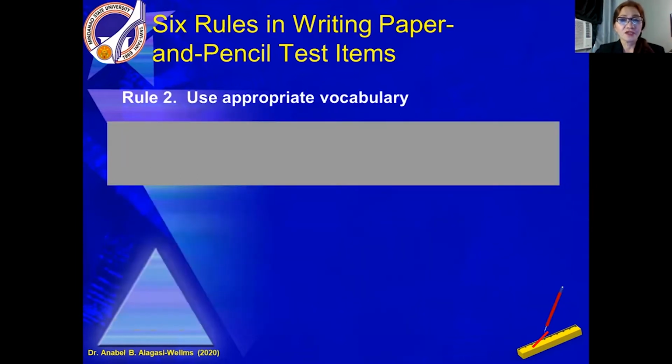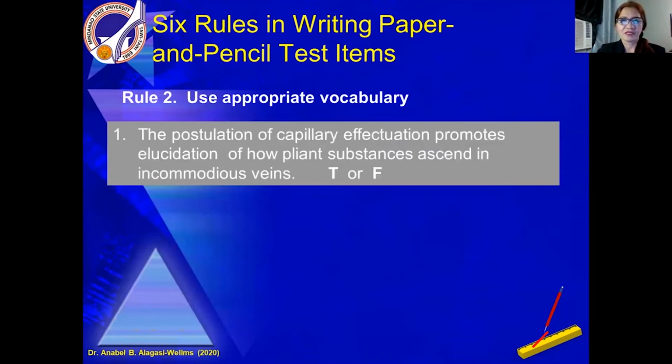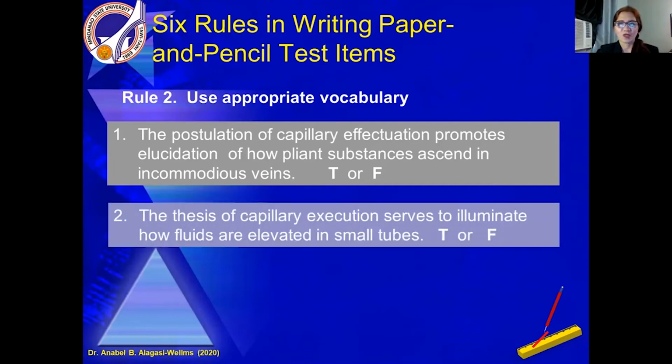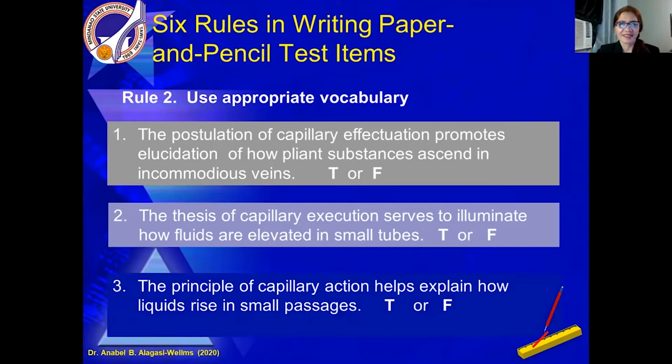Okay, rule number 2, use appropriate vocabulary. Example, the postulation of capillary effectuation promotes elucidation of how pliant substances ascend in incommodious veins. True or false? Look at the vocabulary. They're big words in one sentence. So let's simplify. The thesis of capillary execution serves to illuminate how fluids are elevated in small tubes. They're the same. Another, the principle of capillary action helps explain how liquids rise in small passages. True or false?